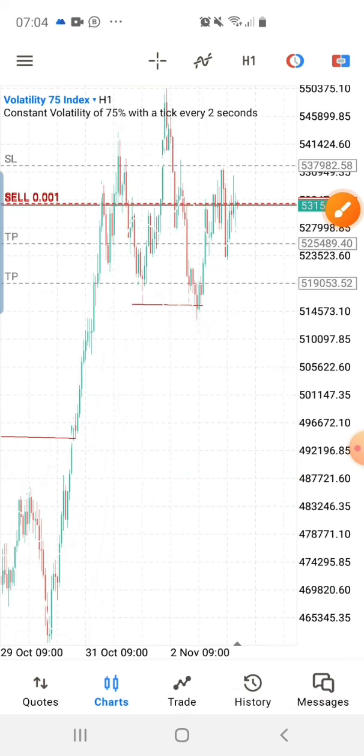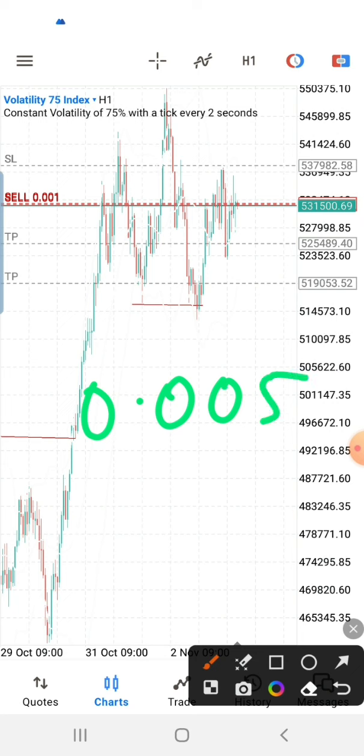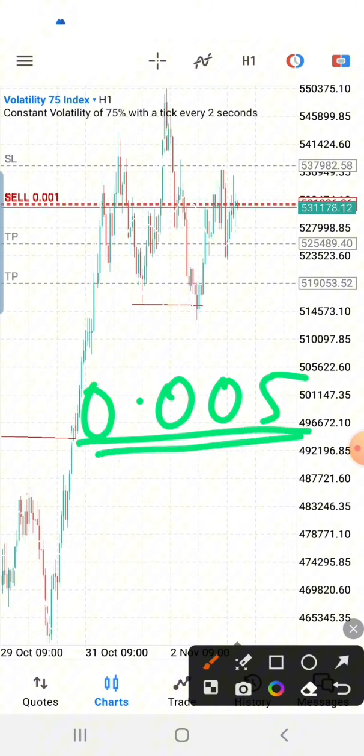Now if you want to risk, let's say this is VS 75. Okay, it's highly volatile. So if you want to risk, let's say you want to risk 0.5, or let's say 0.005. That's what you want to risk. That's the lot size you want to use on this trade. Okay, now instead of you just adding this 0.005, what I want you to do is divide this thing into two. Divide this 0.005 into two.